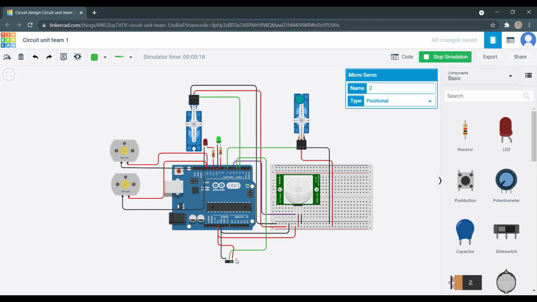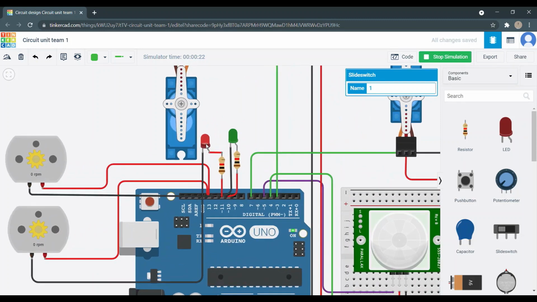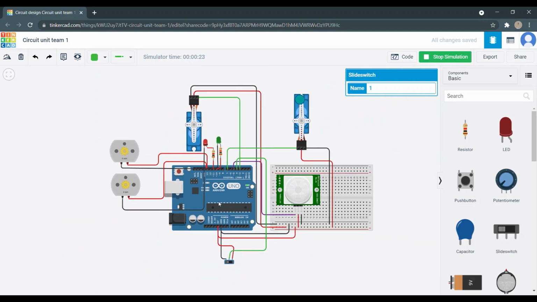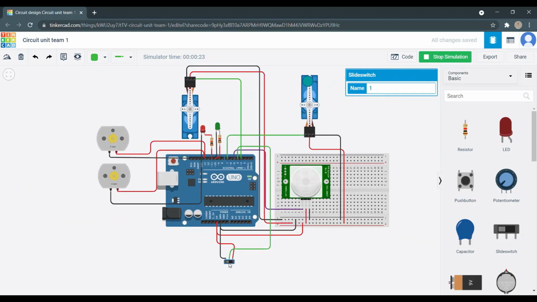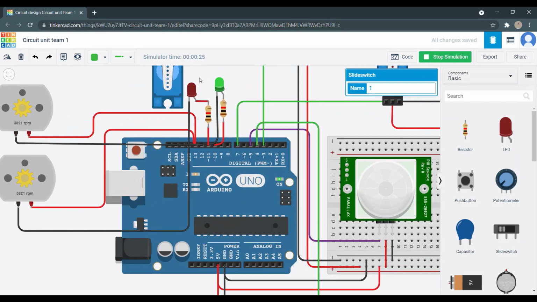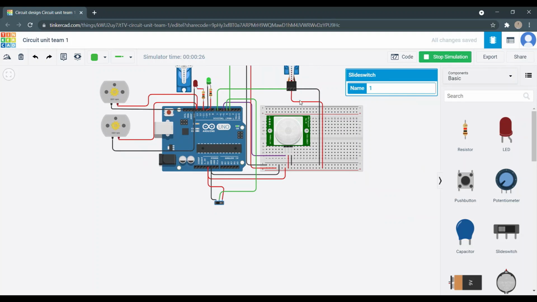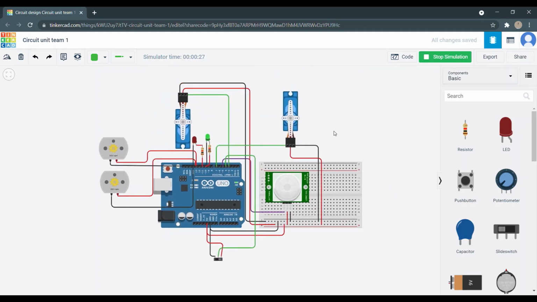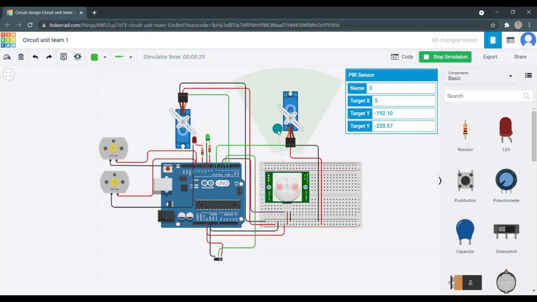The slide switch turns on the machine, before which the red light is on when power supply is connected. Once the switch is turned on, the red light turns off and the green light turns on and all the other components start to function. The PIR sensor senses the cup and the servo motor rotates to open up the top flap and the bin flap simultaneously.